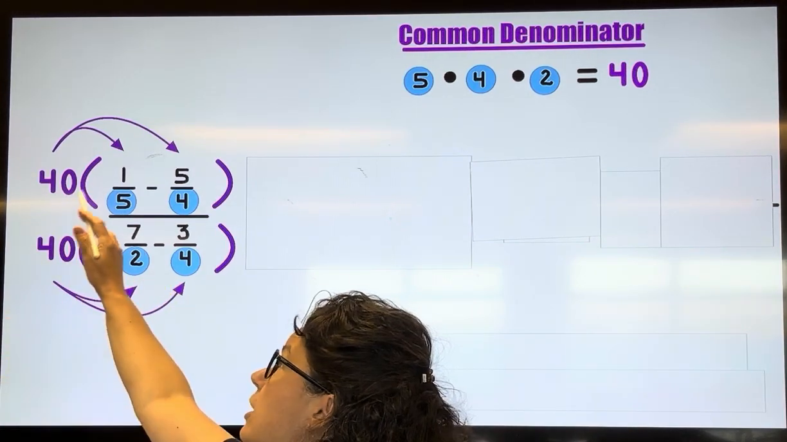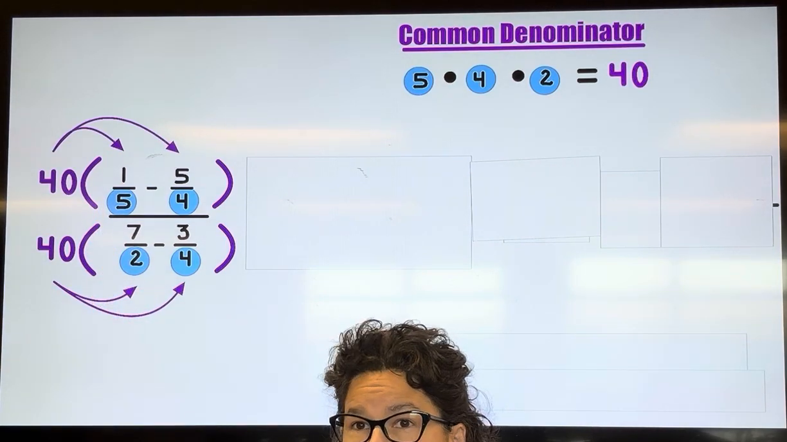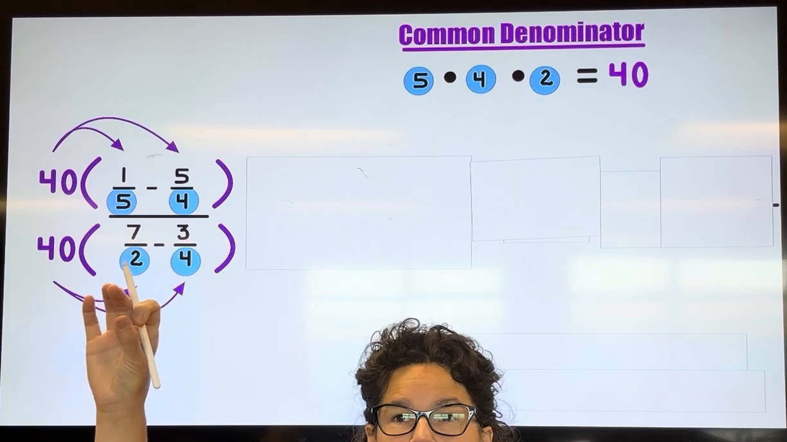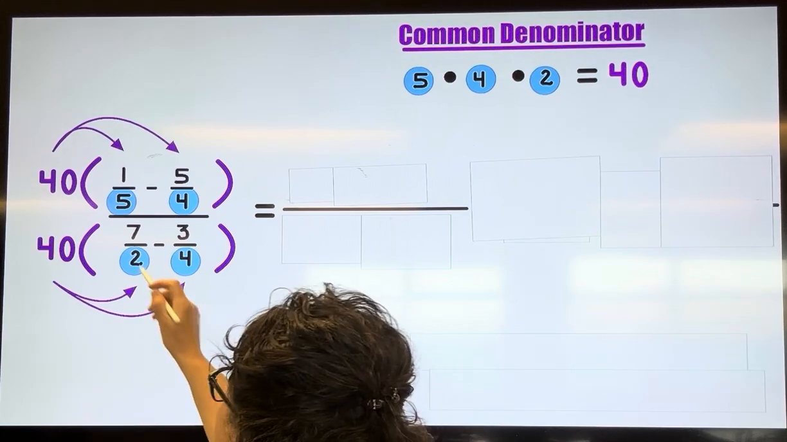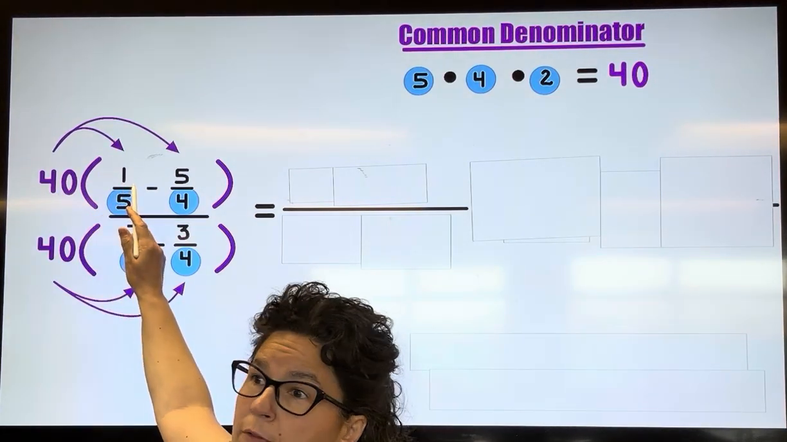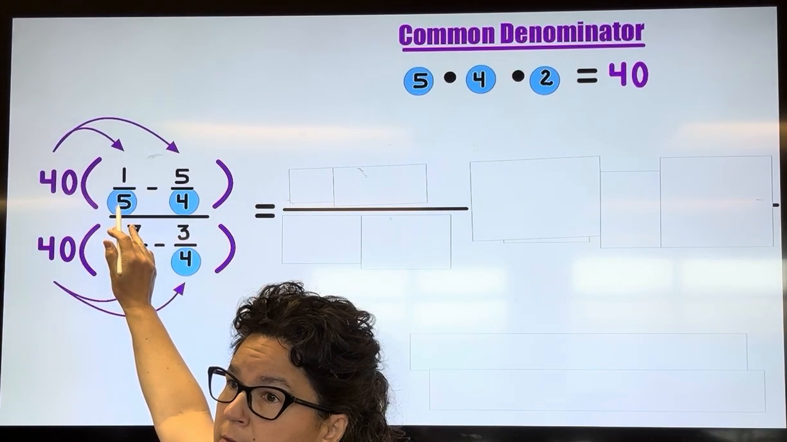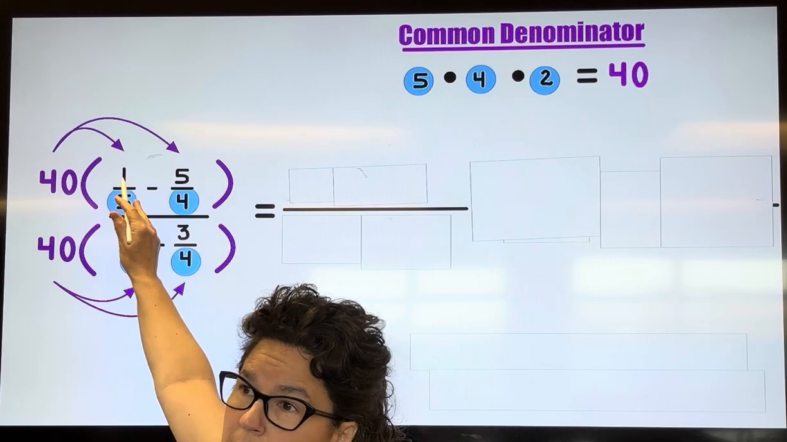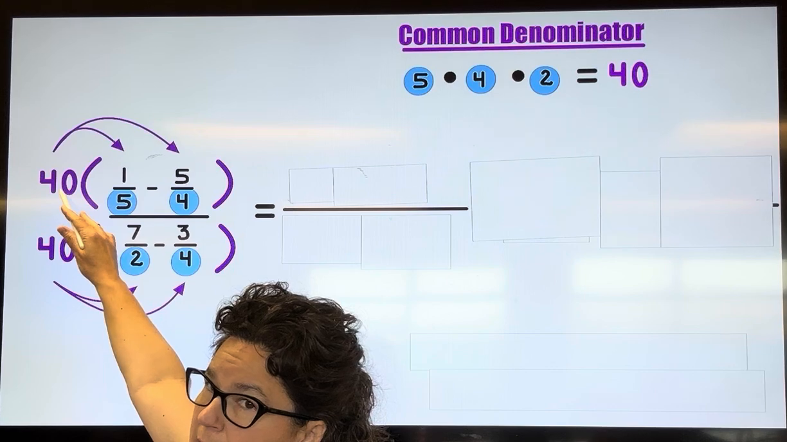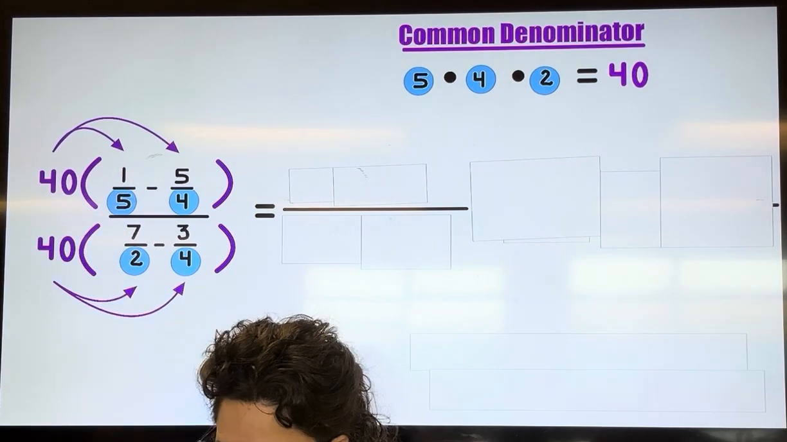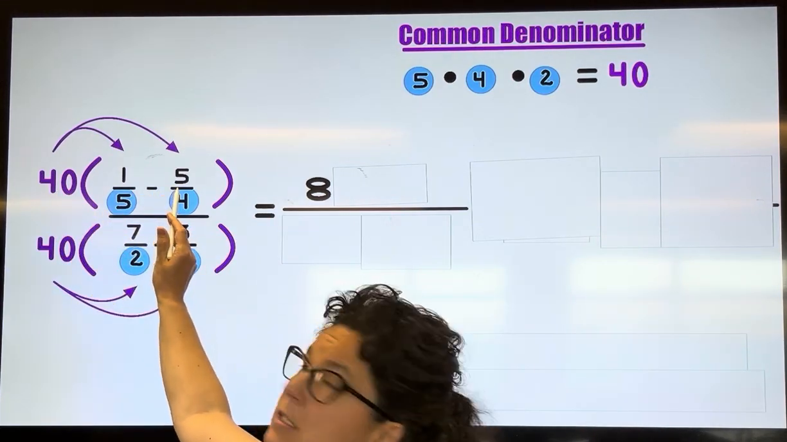Now don't let this look intimidating, because when you multiply by a fraction, it really means that you're multiplying by the numerator and dividing by the denominator. So in multiplying this through, I want to take 40 times 1/5, which means I'm taking 40 and dividing it by 5 and multiplying it by 1. So 40 divided by 5 is 8, and 8 times 1 is 8.